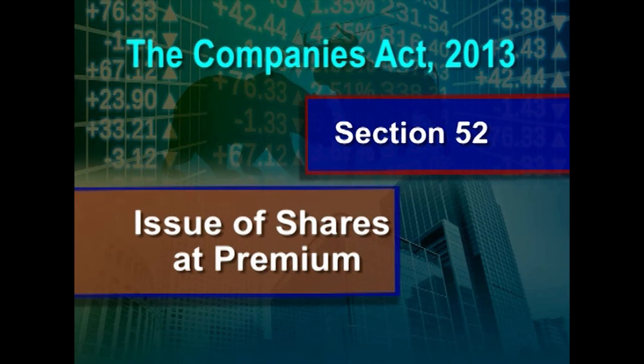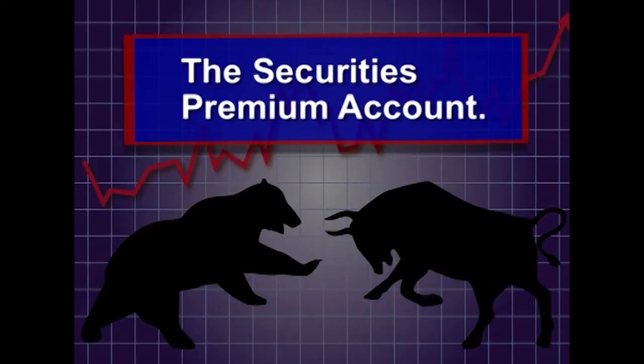Section 52, Issue of shares at premium. If the market exists, a company may issue its shares or securities at a price higher than their nominal value. There is no restriction whatever on the sale of shares at premium. Premium may be received in cash or in kind. The share premium amount should be carried to a separate account to be known as the securities premium account.